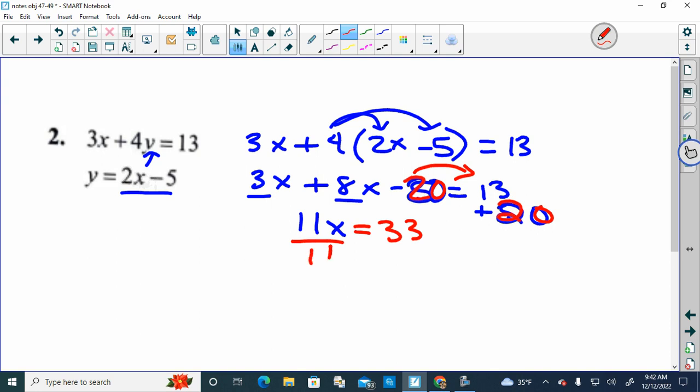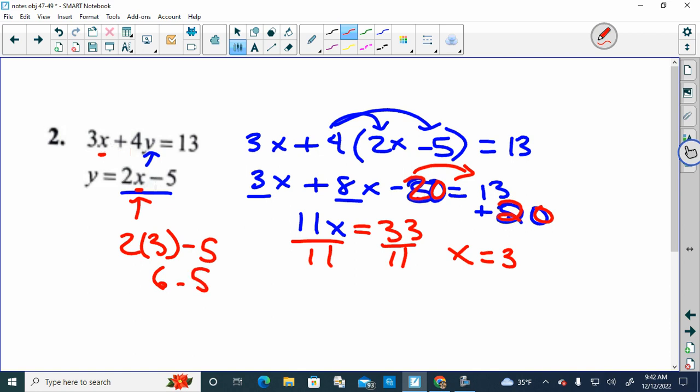Okay, so divide by 11, divide by 11, so x would be equal to 3. So you can choose to plug it in for this equation or this equation. Does not matter because remember it works in both. I usually just pick the one that looks the easiest to me. So for me, this would be this one. So I'm going 2 times 3 minus 5. Well, 2 times 3 would be 6, and 6 minus 5 gives me 1, so my y is 1.